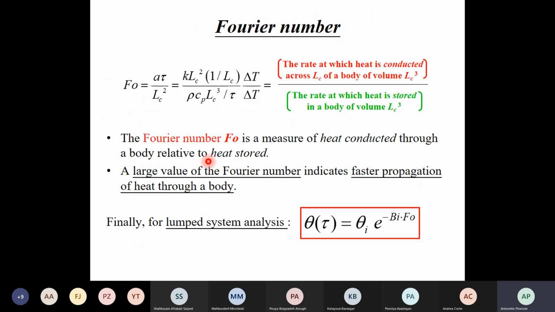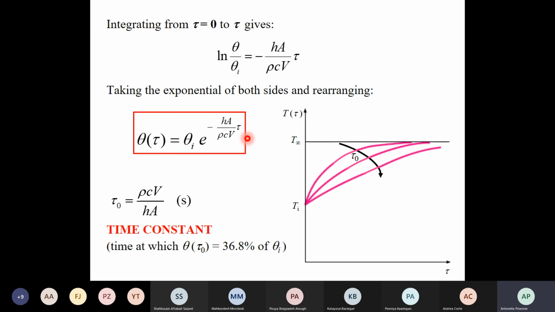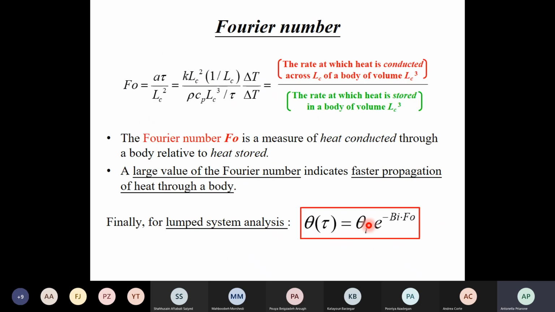Yes, last slide for today. I have introduced for you another dimensionless number, the Fourier number. Here, you remember that the exponent of the law for the lumped system can be written as the product between the Biot number, now you know what a Biot number is, and another number that I told you about, that is the Fourier number. The Fourier number is this one, written as here. Alpha, the thermal diffusivity, times the time divided by the characteristic length squared.